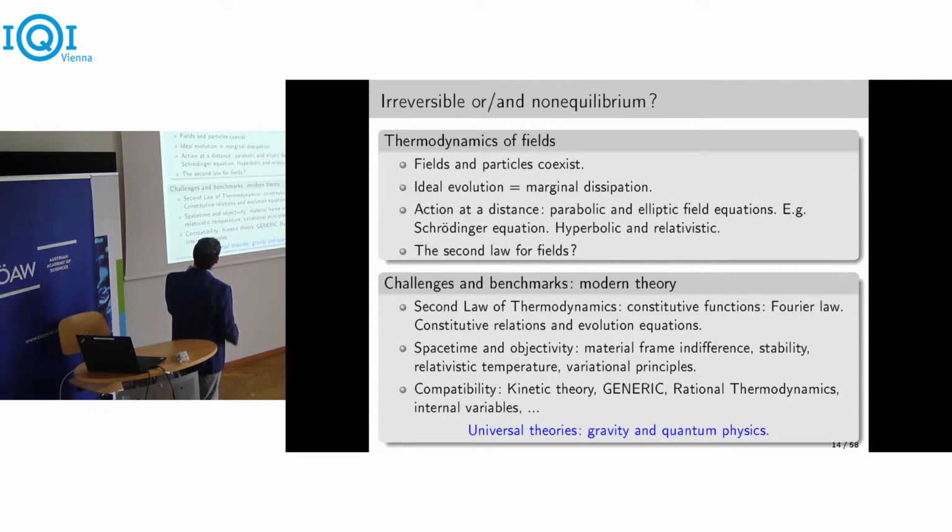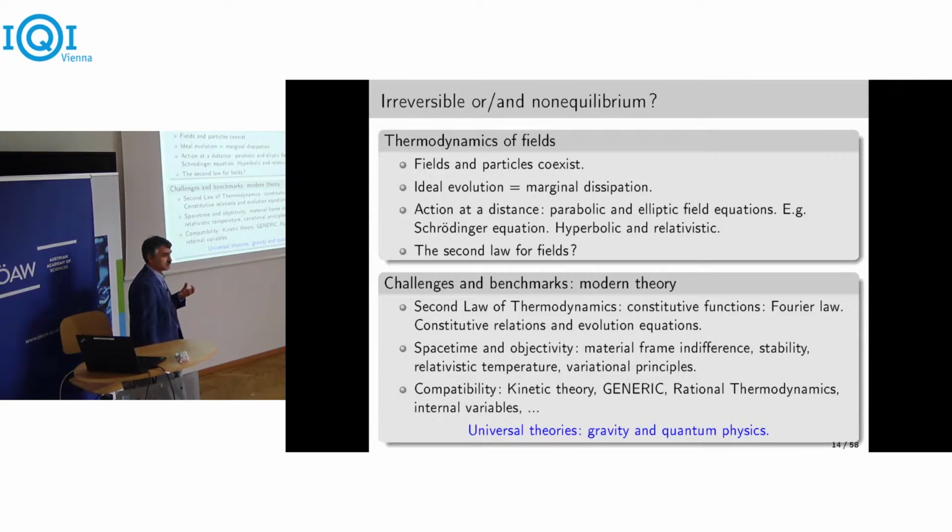So the second law is expected to be valid for fields as well. Also, in the case of ideal evolution, we don't expect that some dissipation is at the microstructure. However, the second law gives you information on the ideal evolution as a kind of marginal dissipation. That will be another point, and therefore I will use the second law directly for fields. This is the subject of non-equilibrium thermodynamics here.